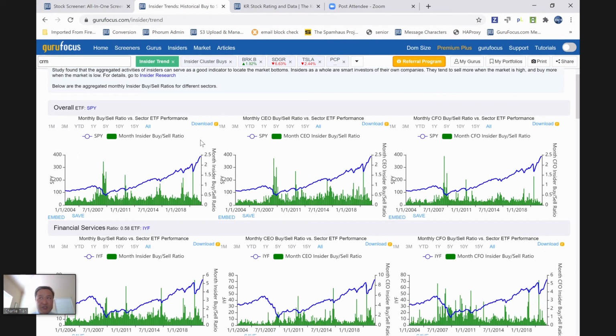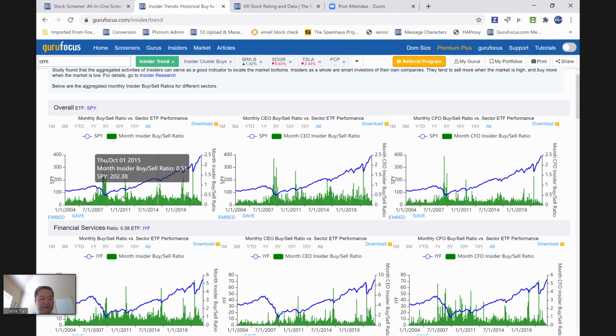For instance, in this chart, we can see the green bars. The green bars are the number of insider buys divided by the number of insider sales, and we're talking about open market transactions only. And the blue line is SPY performance, an ETF which tracks the broad Standard & Poor 500 performance. The bar is marked on the right axis.